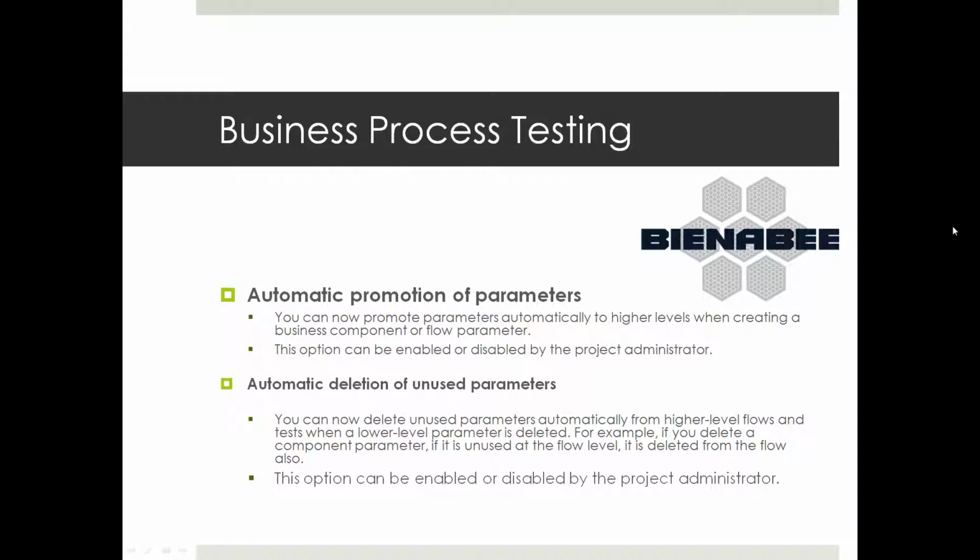Automatic promotion of parameters. You can now promote parameters automatically to higher levels when creating a business component or flow parameter. This option can be enabled or disabled by the project administrator. Automatic deletion of unused parameters. You can now delete unused parameters automatically from higher level flows and tests when a lower level parameter is deleted. For example, if you delete a component parameter, if it's unused at the flow level, it is deleted from the flow also. This option again is enabled or disabled by the project administrator.